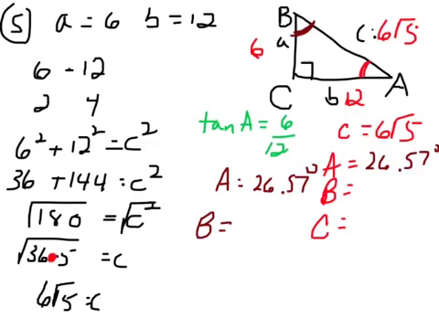We could do opposite over adjacent for B. We could say the tangent of B is, actually, 12 over 6, isn't it? So we could do that: arc tan, second tan, 12 divided by 6, which is just 2. You could put in 2 if you wanted to.